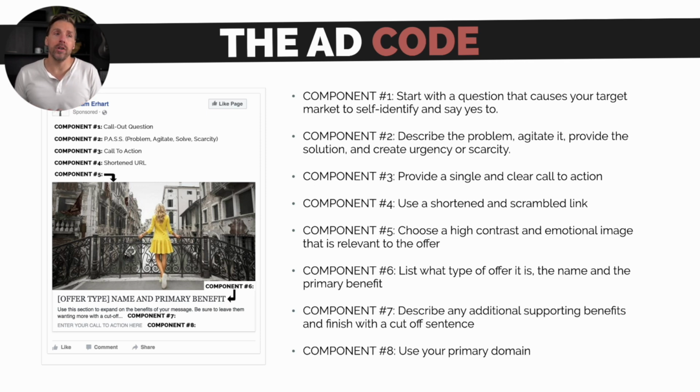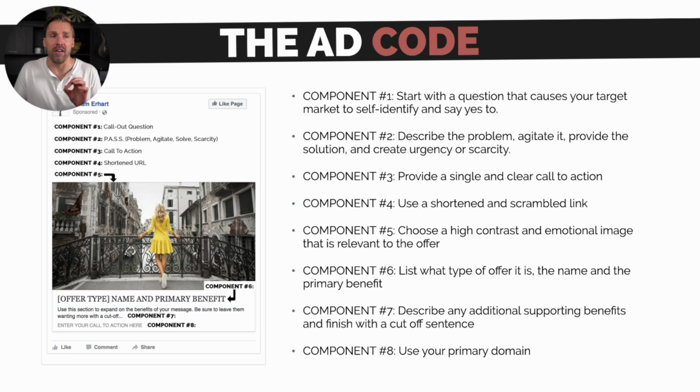Component number 4, a shortened URL and a scrambled link. A link scrambler is something like bit.ly. It's something that takes a big, long, ugly link and shortens it into a nice, tiny little thing. Relatively useful. It helps you with tracking a little bit. You don't have to use this. This is an optional one depending on the length of your ad, but it can help to give somebody sort of an intermediate call to action, especially if your ad's going to carry on.